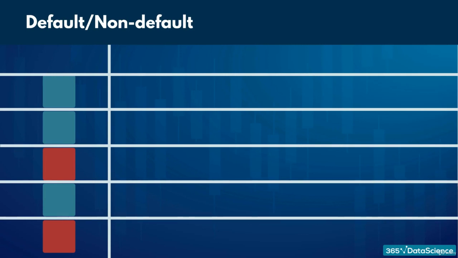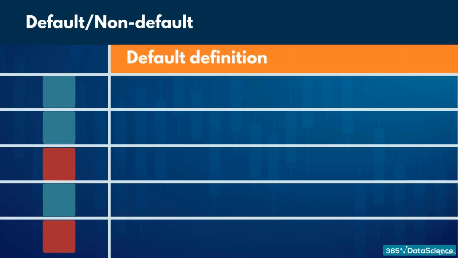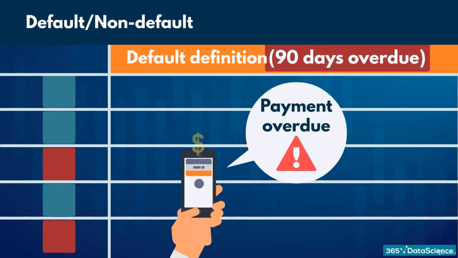More specifically, we need a default definition, also known as a good-bad definition. This definition comprises rules stating when a borrower is considered to have defaulted on a loan. Typically, default definitions are based on the delinquency of the borrower, measured in days past the payment due date. A common definition is that the borrower has defaulted if they are more than 90 days past due on a loan. This is not the only rule which can be used, though. For example, a borrower may be considered to have defaulted if they have committed fraud.